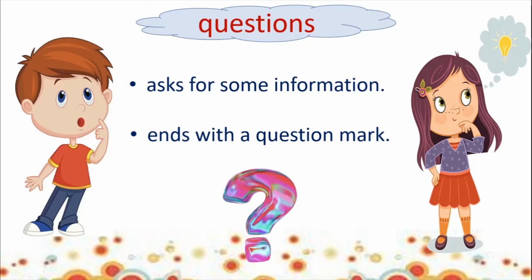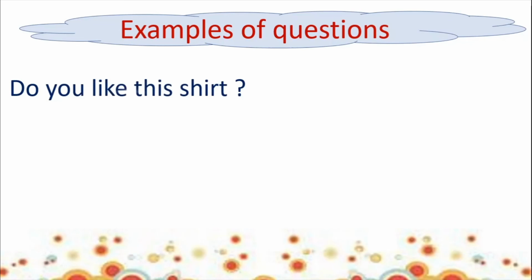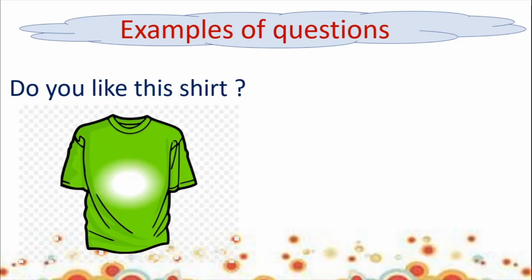Let us look at some examples. So look at this example. Do you like this shirt? So you're asking for information. The person will say, yes, I like it. Or the person might say, no, I don't like it. So this is a question. Do you like this shirt?